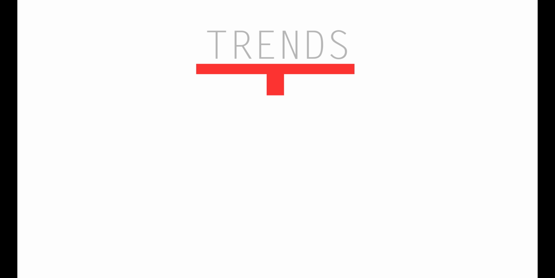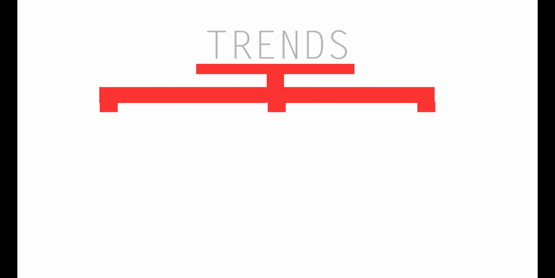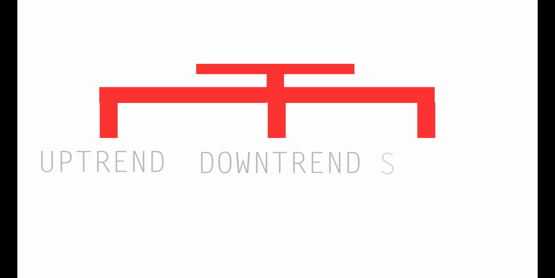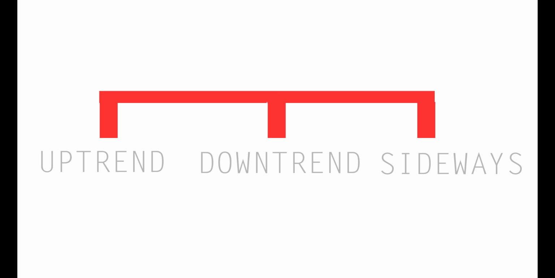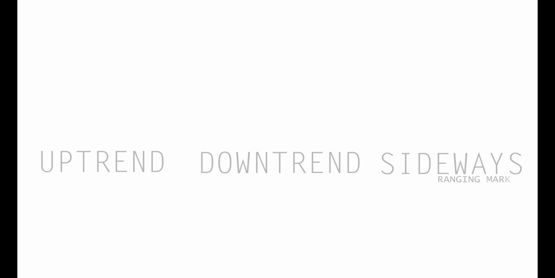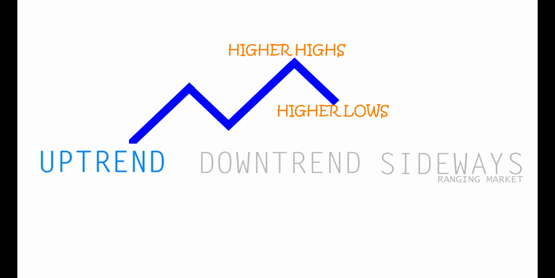In the Forex market, we have three types of trends. We have an uptrend, a downtrend, and a sideways trend, which we also like to call a ranging market. Now let's get more in depth. Let's start with an uptrend. During an uptrend, the overall direction of the market is upwards. This means that we are constantly making higher highs and higher lows. When the market is going in the upwards direction, as traders, we can say that the market is bullish.